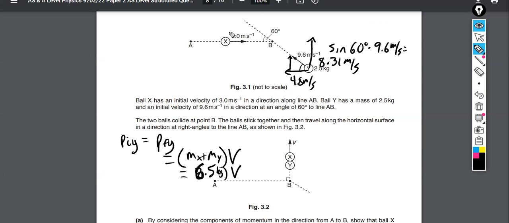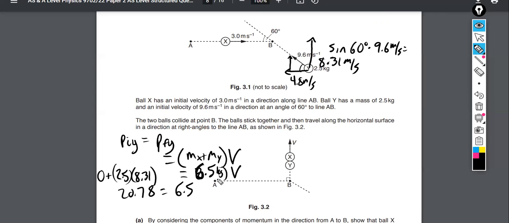And we don't have to really consider the y component of momentum from x because it's moving horizontally, right? So it's like, okay, we could kind of keep track of it if you want to. 0 plus, we need to get just the momentum from object y moving in the y direction. And so that's going to be its mass, 2.5, times the y component of velocity, which we just worked out over there, 8.31. So 8.31 times 2.5 means that 20.78 or so units of momentum were acting vertically from object y initially.